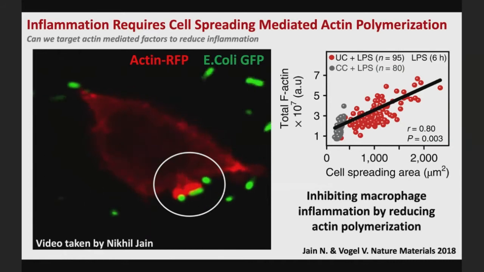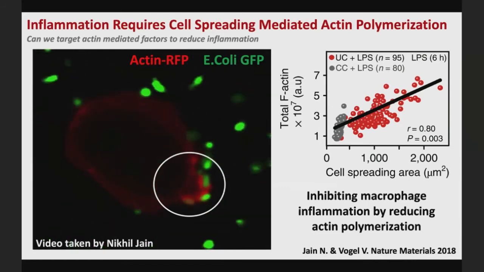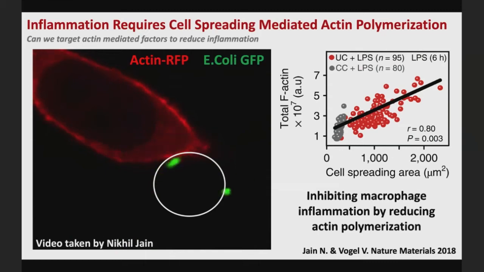And we are now precisely showing that just by inhibiting this polymerization state of actin, you can reduce the phagocytic potential of these cells and also the inflammatory activation of immune cells.